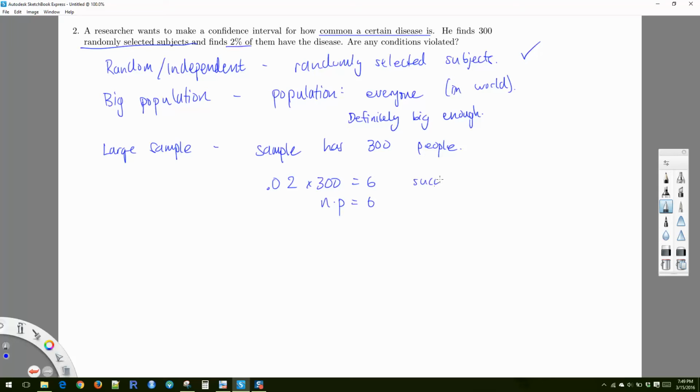So this is the number of successes, which means 294 people are failures. I don't like these labels, but that's just what they are. So we have 6 yeses and 294 no's. This one's bigger than 10, but this one is not greater than or equal to 10. So our sample is not large enough, and so this condition is violated.